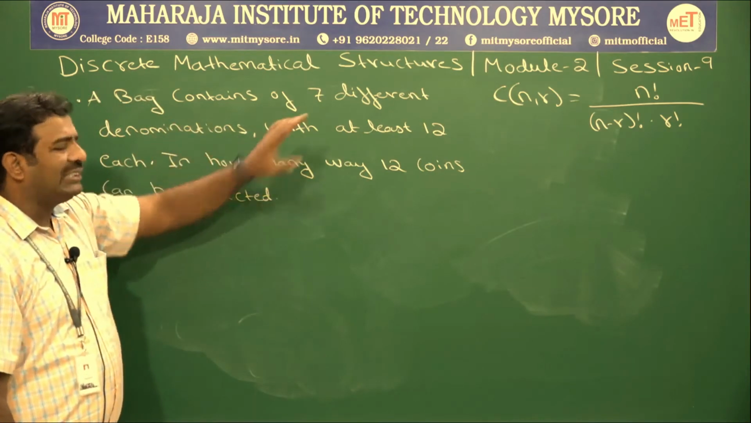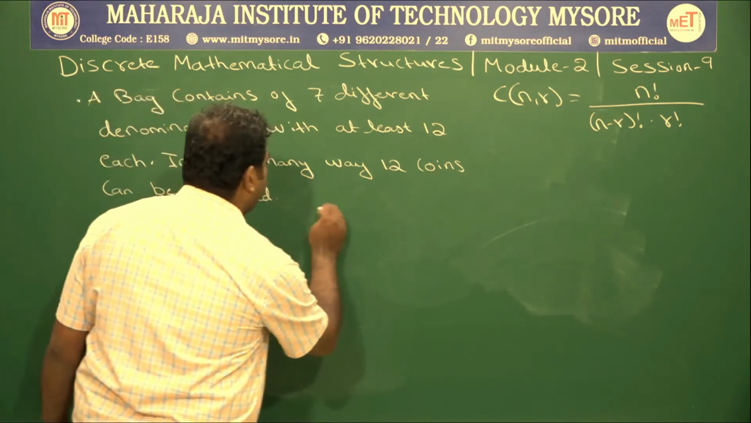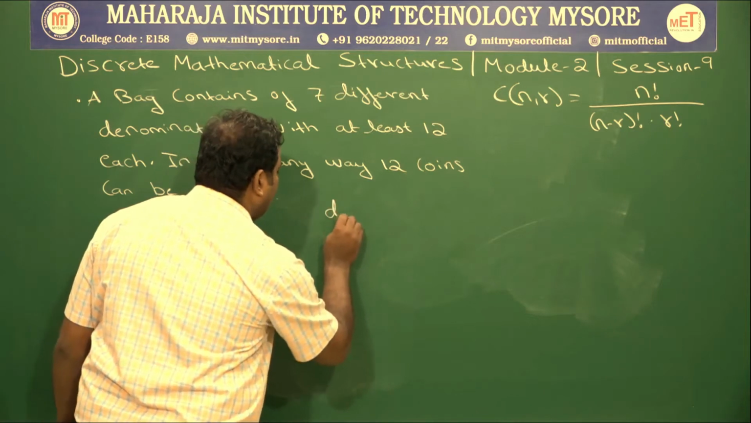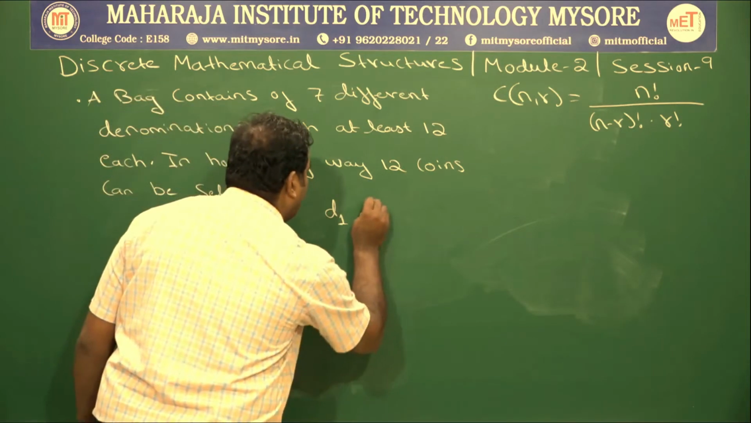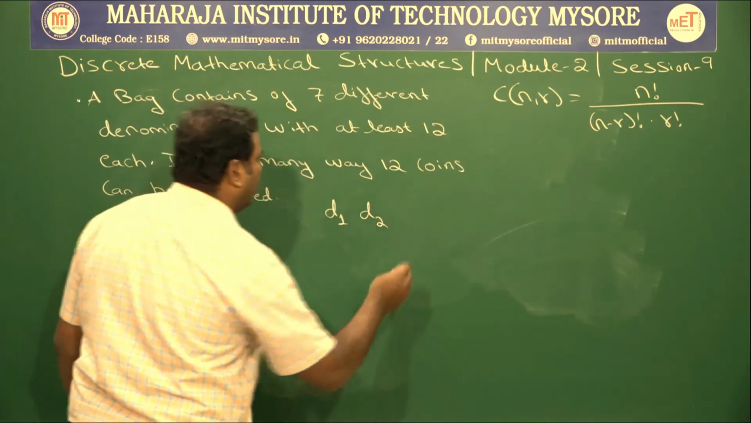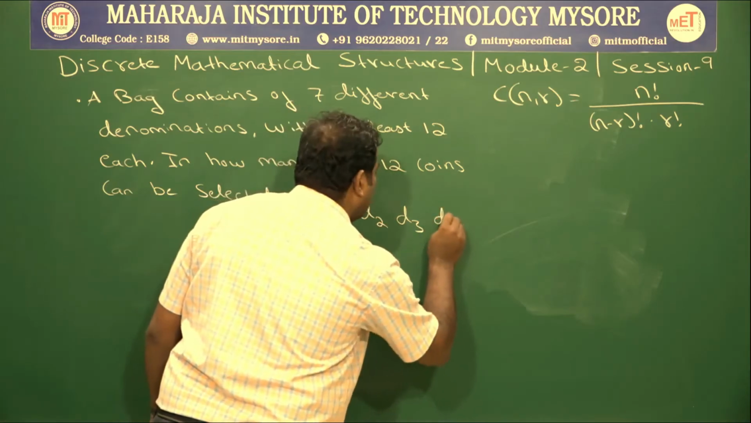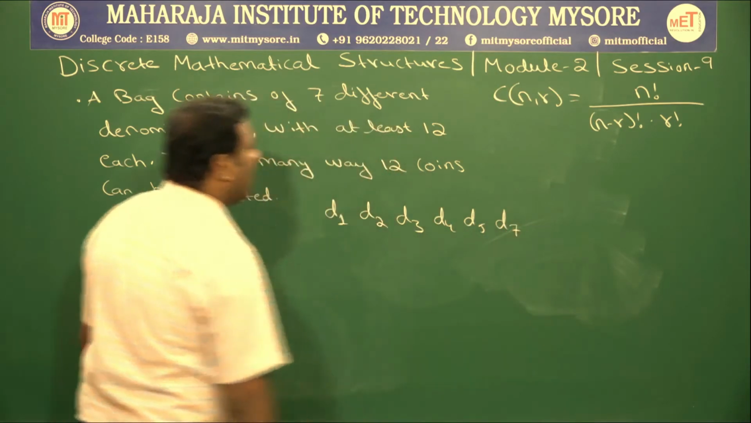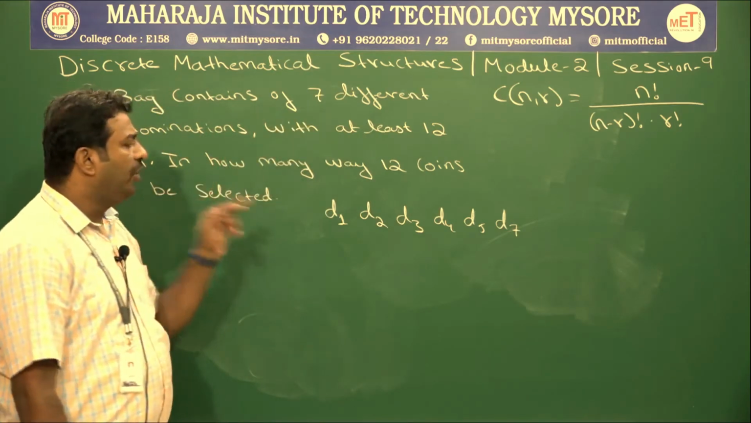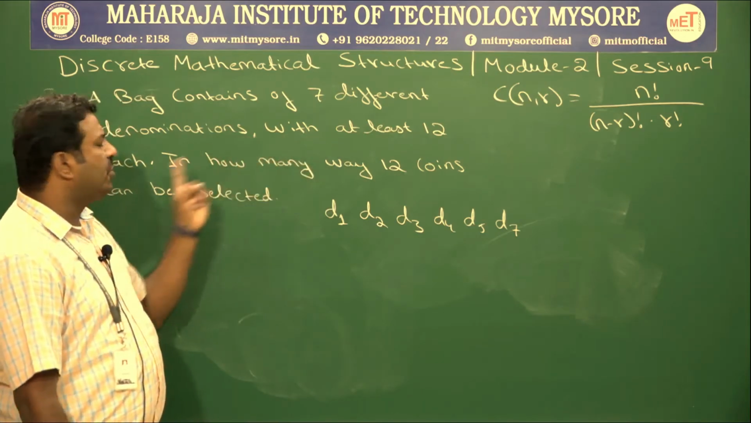That is, I have got 7 different denominations. So let me put it over here. I am going to have denomination D1, it can be 1 rupee coin, and denomination 2, the 2 rupee coins, denomination 3, the 5 rupee coins, and so on. I am going to have 7 different types of denominations, and each denomination with at least 12.